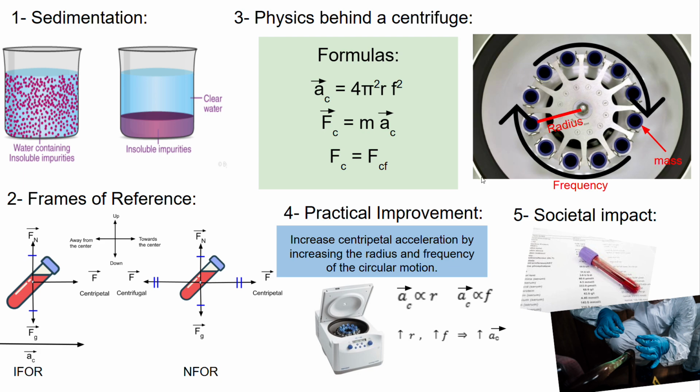Now, an average centrifuge performs a blood centrifugation in a couple of minutes and has a radius of 16 centimeters and a frequency of around 50 Hz. We can improve this by increasing the radius of the circular motion and increasing the frequency at which the blood sample completes a rotation. From the formula, we can see the centripetal acceleration is directly proportional to both the radius and frequency, meaning that an increase in these two factors results in an increase in centripetal acceleration.